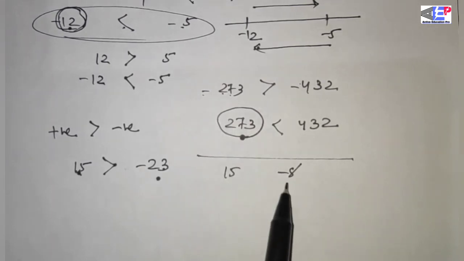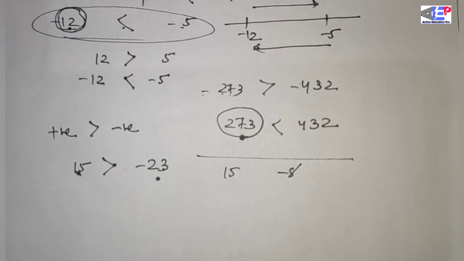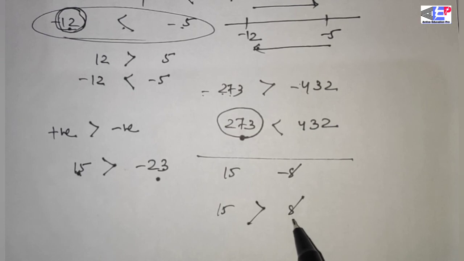Look here, 15 and minus 8. When you are going to compare a positive integer with a negative integer, just put a greater symbol for the positive integer. But you may have a question in your mind: there are two numbers, one positive and one negative, and if you compare their numerical values, this is 15 and this is 8, and 15 is greater than 8. It doesn't mean that minus 8 is greater than 15. Minus 8 is not greater than 15.